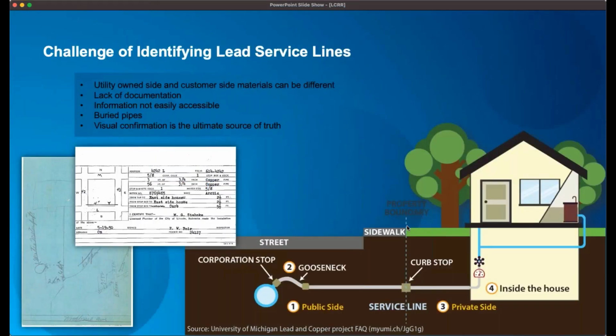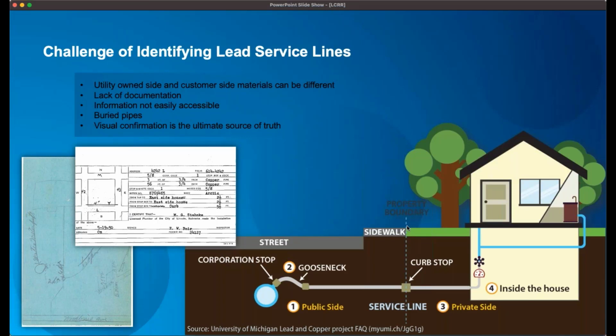Now, as Alex and I talked to water utilities all around the country, from small rural water utilities to large urban water utilities, we kept seeing this common set of challenges around doing lead service line inventories. And the first one that we saw was that service lines in general are really a complicated thing to create a system to manage.